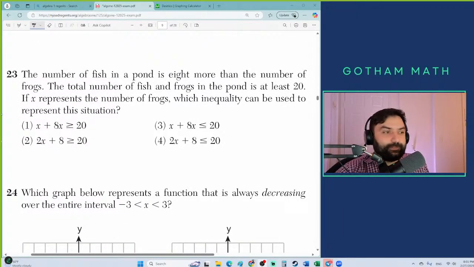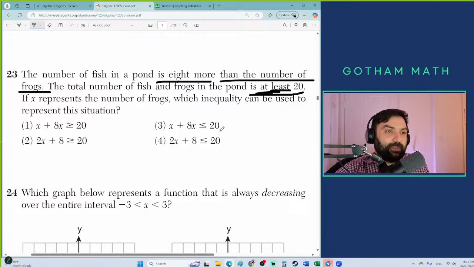Let's go, guys. Number 23. The number of fish in a pond is 8 more than the number of the frogs. Okay. The total number of fish and frogs in the pond is at least 20. If x represents the number of frogs, which inequality can be used to represent this situation?